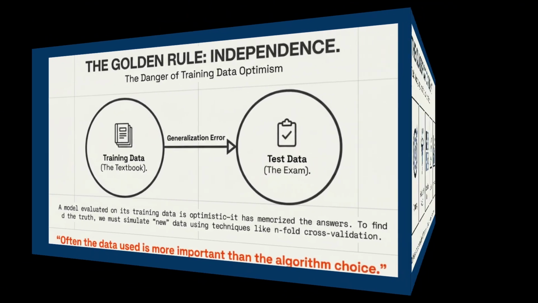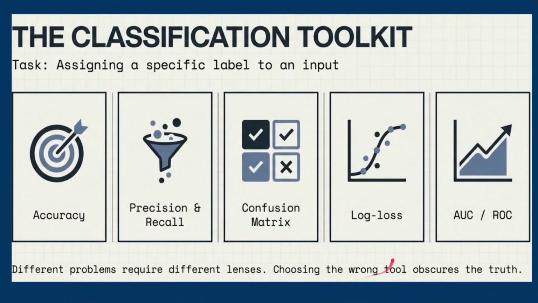Okay, and then the classification toolkit. As we know, we have two major methods, classification and regression. Under classification, we have the following tools: accuracy, precision and recall, confusion matrix, logarithmic loss, and area under curve. The task here is assigning a specific label to an input, because classification is one of the supervised learning techniques. So you are going to assign a label to the input.